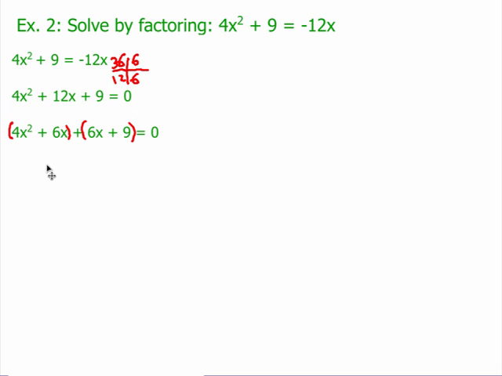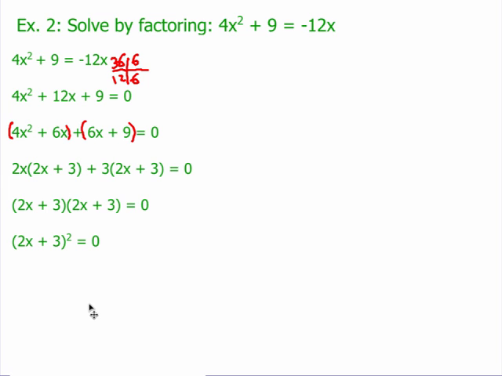Let's see what we've got here. 4x squared and 6x share a 2x, left with 2x plus 3 inside. 6x and 9 share a 3, left with 2x plus 3 inside. Rearrange them into 2x plus 3 times 2x plus 3. Now notice these are both the same, so I can rewrite this as 2x plus 3 squared. Now from here you can see there's only one factor, meaning there's only going to be one solution.